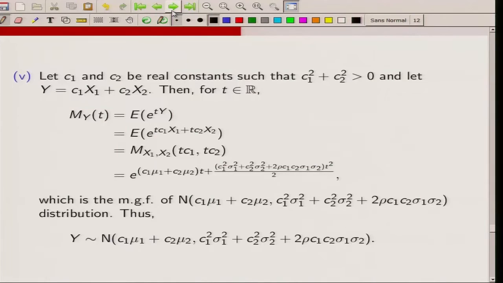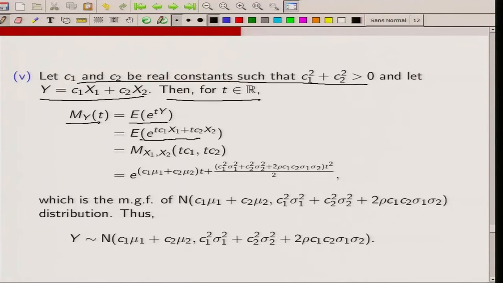Now, to show that all linear combinations have a univariate normal distribution, let C1 and C2 be real constants such that C1 square plus C2 square is positive, and let Y be the same as C1 X1 plus C2 X2. I have to show that the distribution of Y is univariate normal. To do that, I consider the moment generating function of Y. So, for t belonging to R, M_Y(t) is nothing but E to power tY, which is the same as E to power tC1 X1 plus tC2 X2. Now, this is the joint moment generating function of X1 and X2 at the point (tC1, tC2).